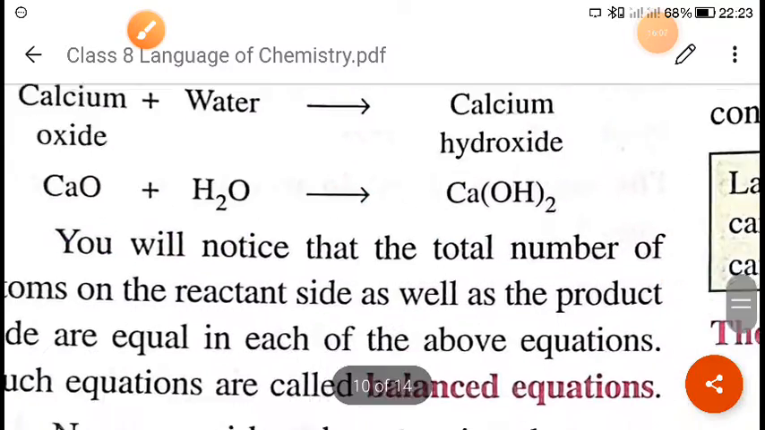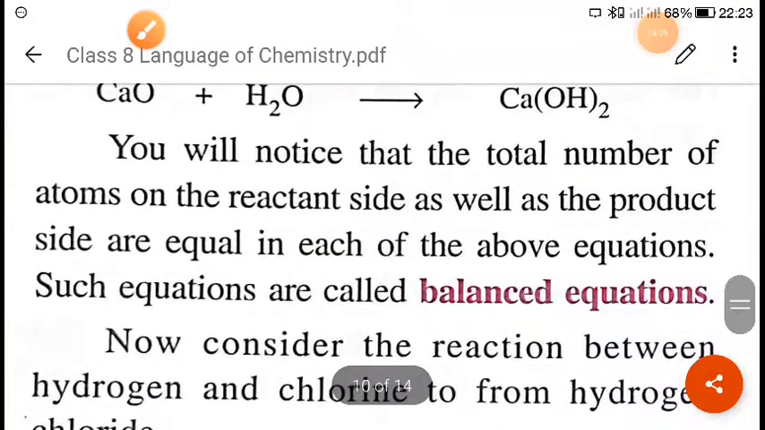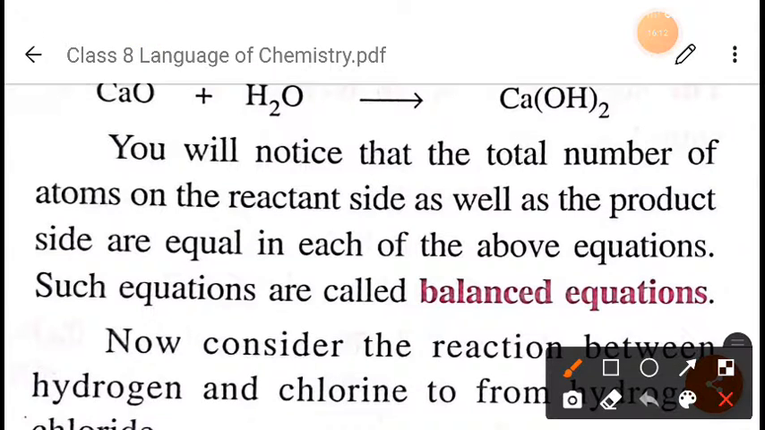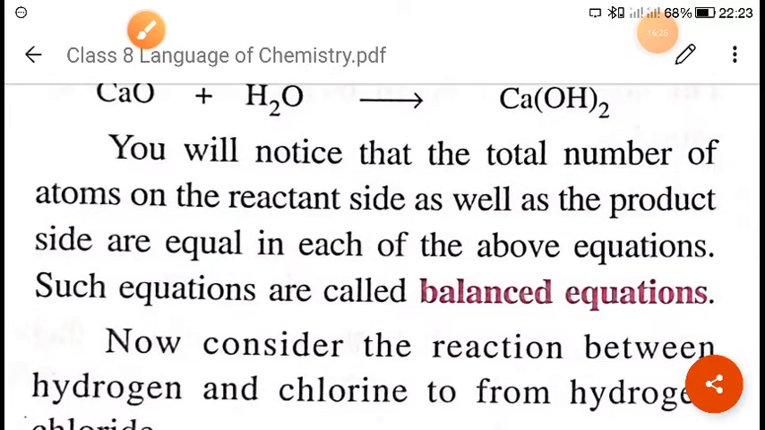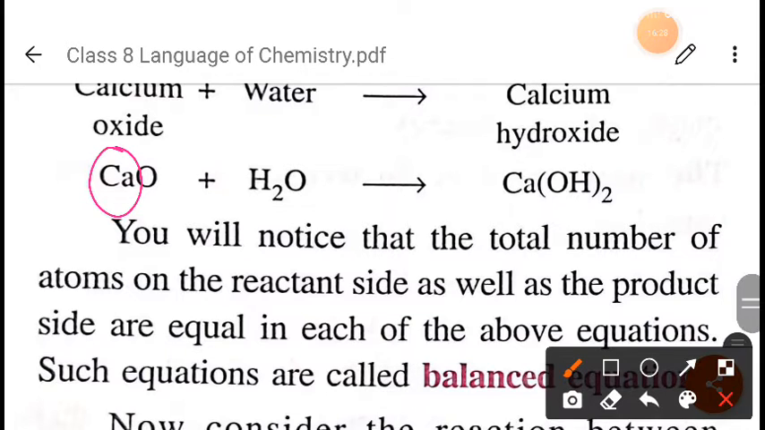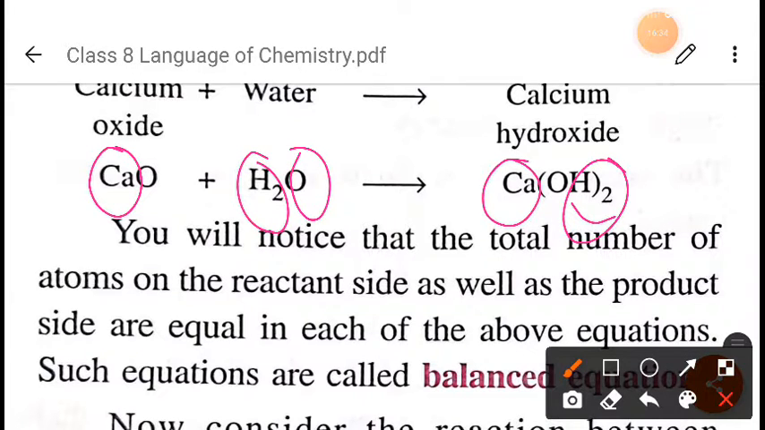We have noticed that in each of the reactions, the total number of atoms on the reactant side as well as the product side are equal, right, in each of the above equations. Such a reaction is called what? A balanced equation. As you can see, how many calcium? 1. Here also 1. How many hydrogen? 2. Here also 2. How many oxygen? 1 here and 1 here, 2. So here also 2.